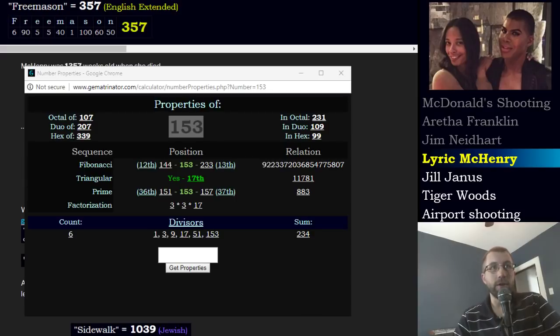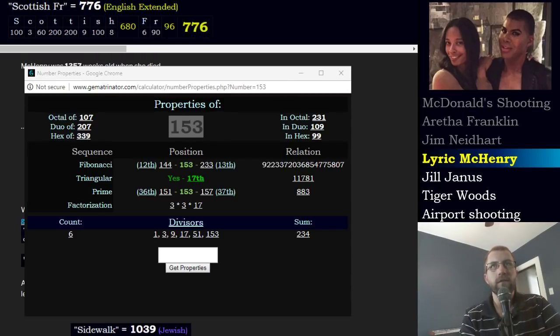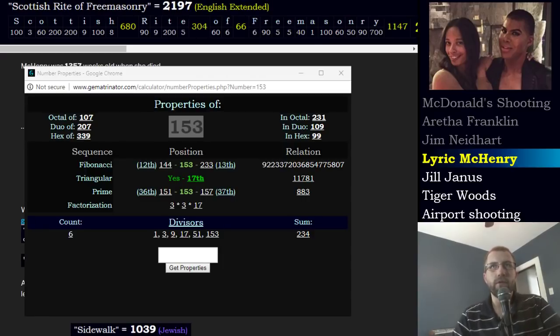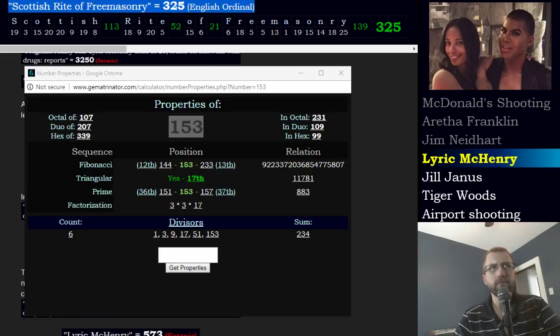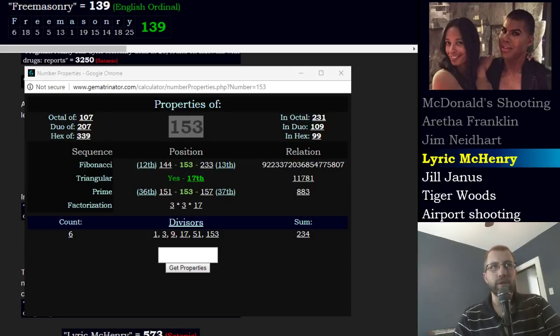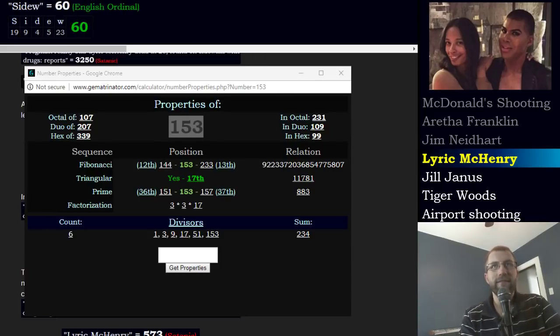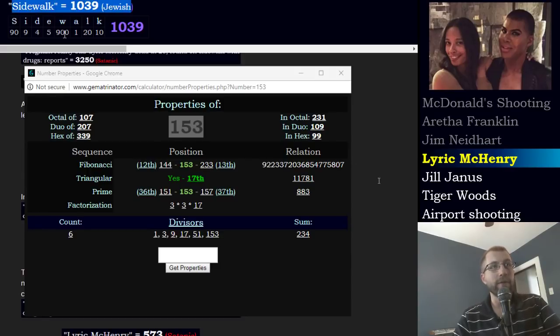The word Freemason also equals 357, and I wouldn't have brought this up, but notice how in satanic gematria, the headline sums to 3,250, which is another clue for the Scottish Rite of Freemasonry, 325 ordinal. The date of this story leaves 139 days on the calendar. Freemasonry equals 139. And they even said she died on a sidewalk. Sidewalk equals 1,039.